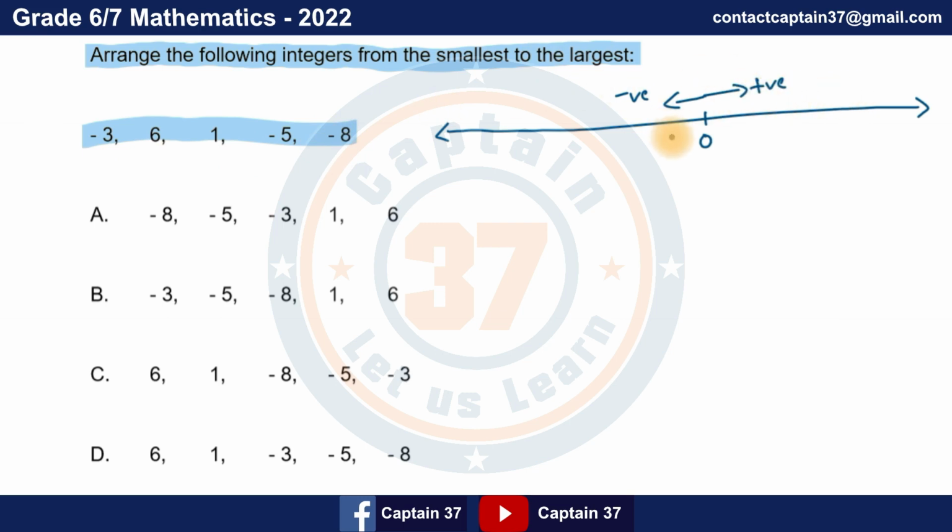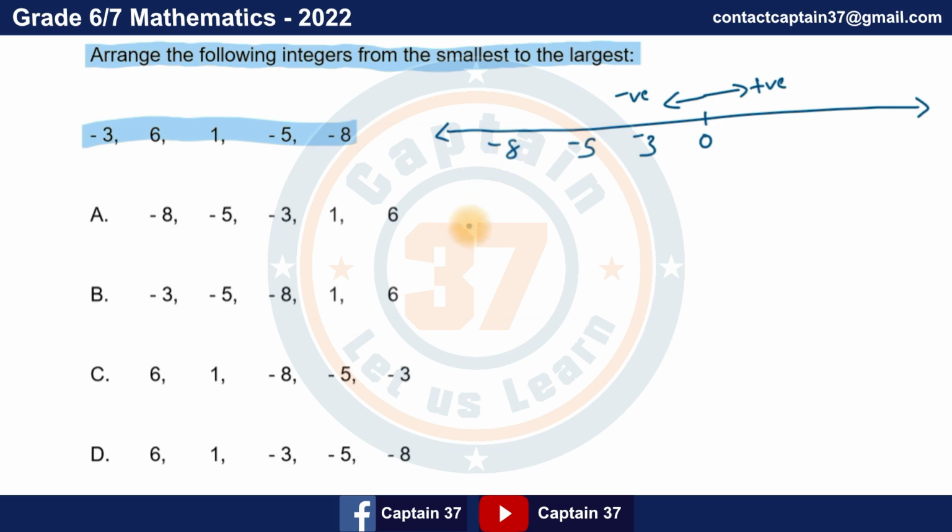So let's start with the smaller numbers. From 0, it goes to 1, 2, 3, 4. But we will not write 1, 2, 3, 4. We'll simply go for the ones that are given here. There's negative 3, so we'll write negative 3. And then there is negative 5, we'll write negative 5. And there is negative 8.